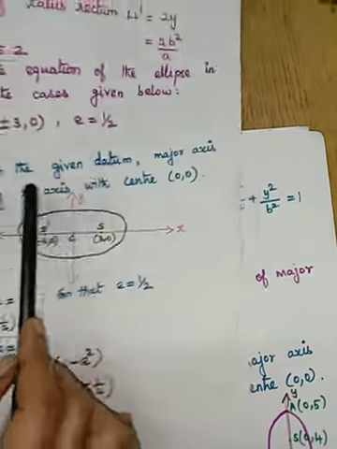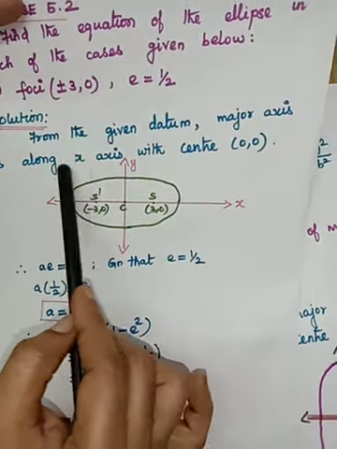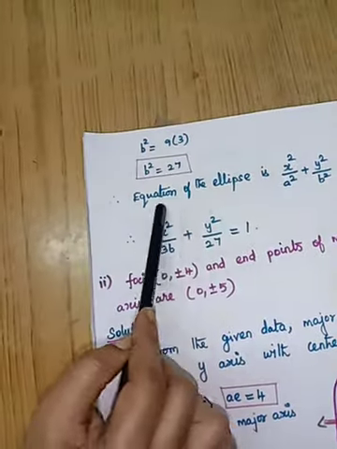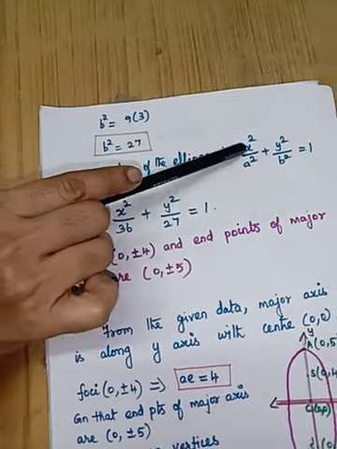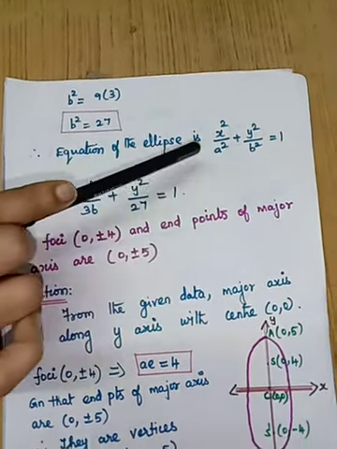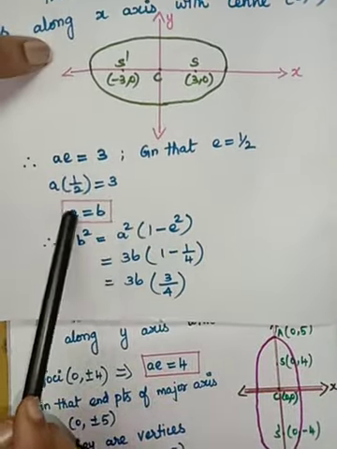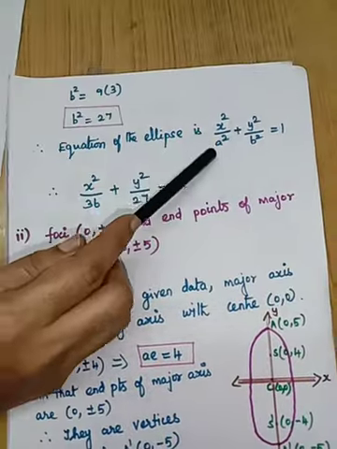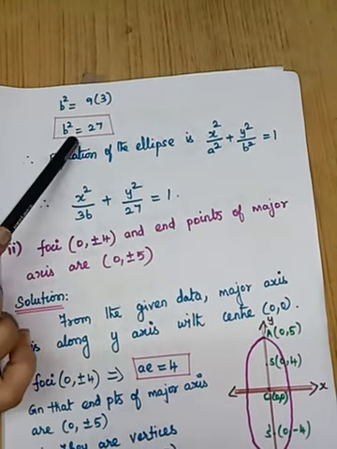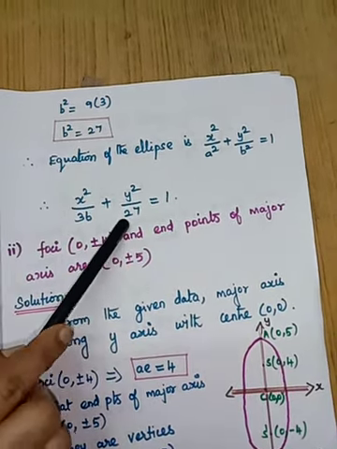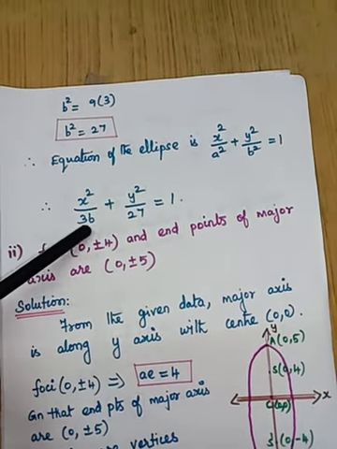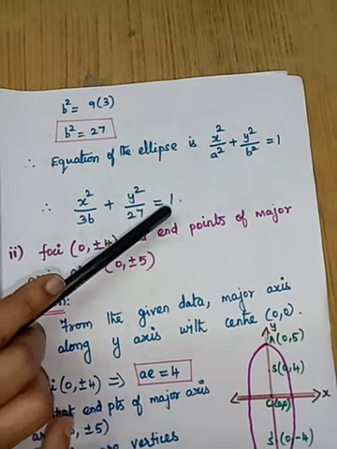Already, first, your major axis is along the x-axis. The equation of the ellipse, how will it be? x squared by a squared plus y squared by b squared is equal to 1. What is a? We have found a as 6, so a squared will become 36. What is your b squared? b squared we have found as 27. So I have written 27. So the equation of the ellipse is x squared by 36 plus y squared by 27 is equal to 1.